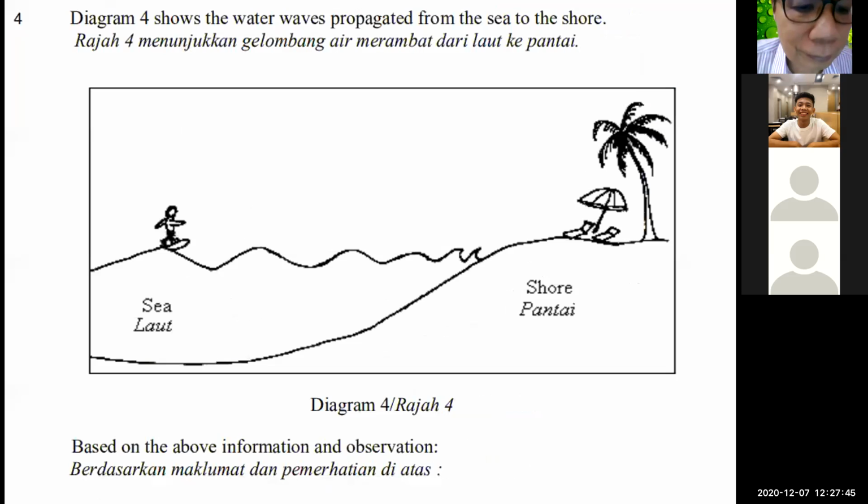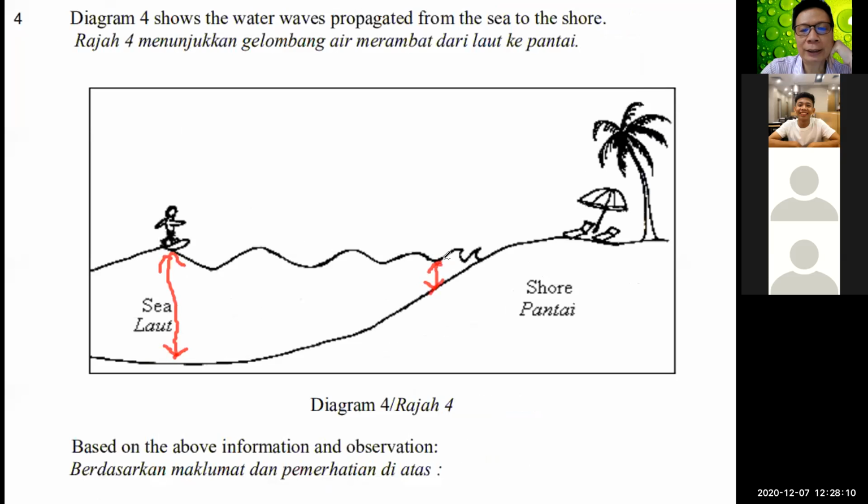Okay. On this diagram, we show a water wave propagated from the sea to the shore. So the water here is very deep. You can see, right? The water is deep. Then the water propagated to the shore. Here the water becomes shallow, right?